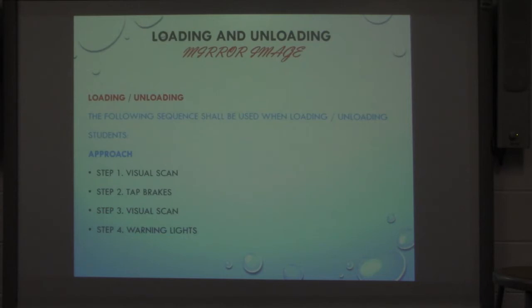So in the loading and unloading, the following sequence shall be used when loading and unloading all students. There are 4 steps to this, or 4 elements. It's approach, you stop, you load your kids, and you shut the door. So on the approach, you're going to do a visual scan. Driving, you're doing a visual scan, you're checking everything. Tap your brakes 4 to 5 times, just to let the traffic know that you intend to stop. You're continuing to do a visual scan at this point, looking in every mirror. And then you're going to set forth your warning lights about 150 to 200 feet away.